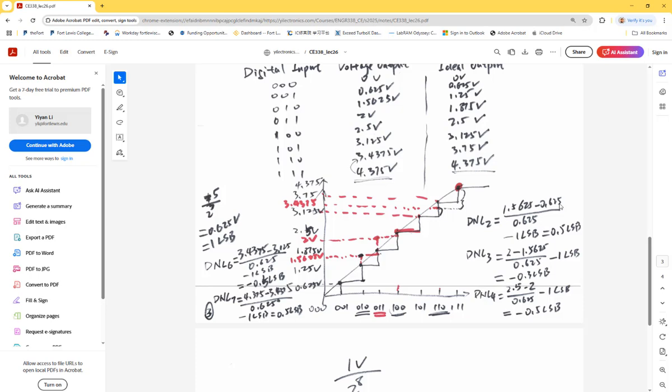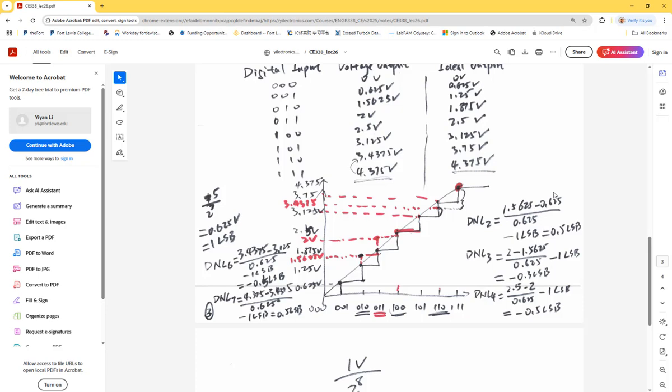Ideally, it should be just one LSB, just one step. However, since it's not 1 LSB, since I can tell the difference, that is why you are using this one divided by 1 LSB, so you are getting how many LSBs for that step. All right, and then minus 1 LSB, because I told you DNL is comparing the step size. The ideal step size is 1 LSB, and the actual step size is this much LSB. Make sense?